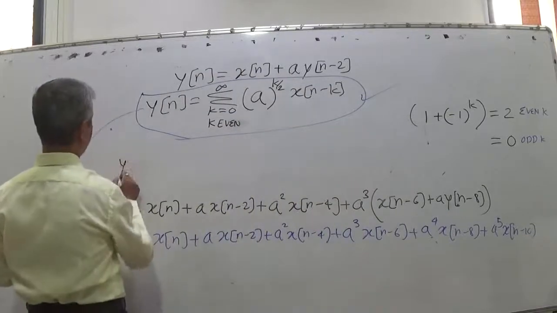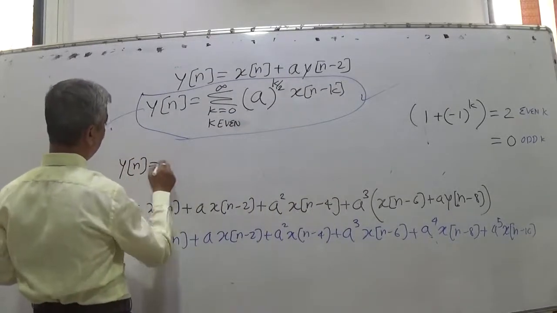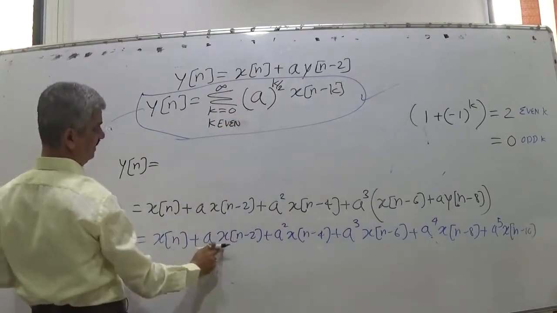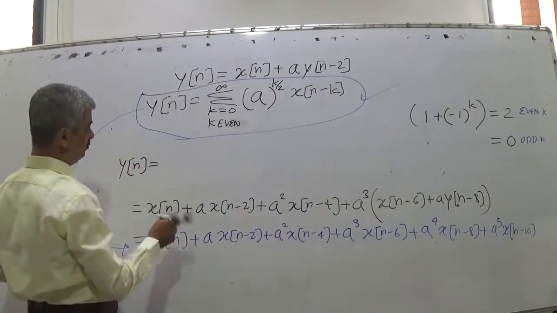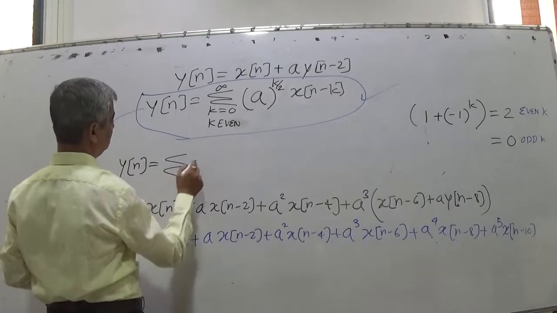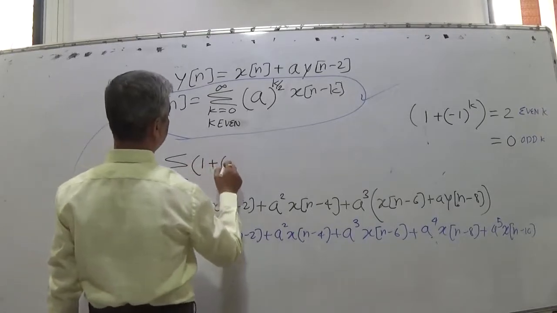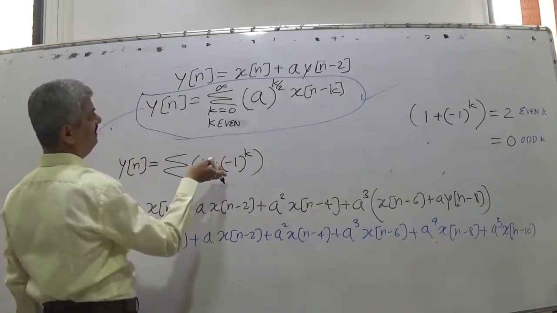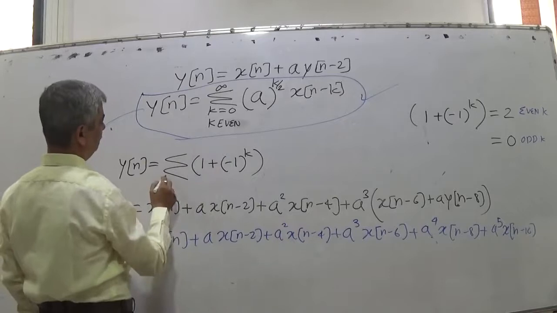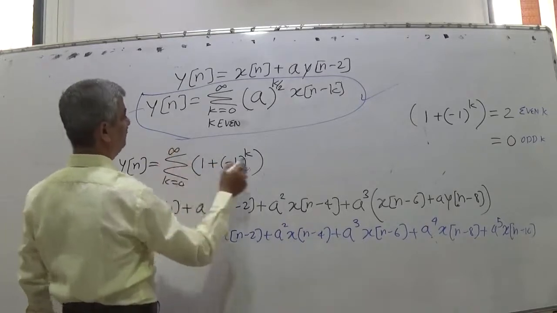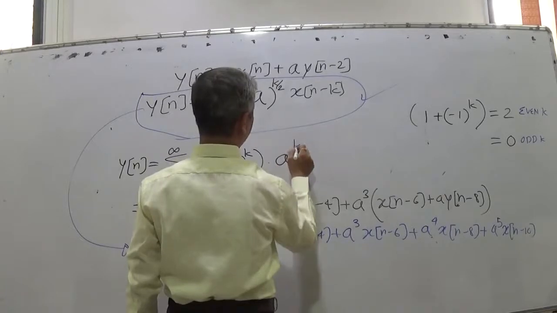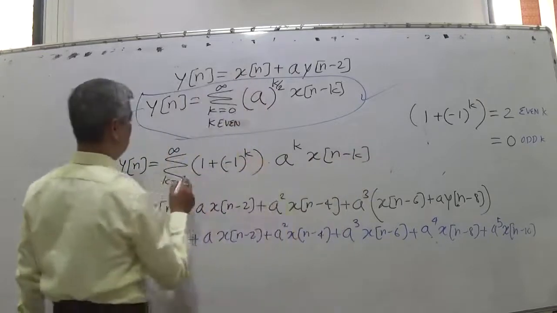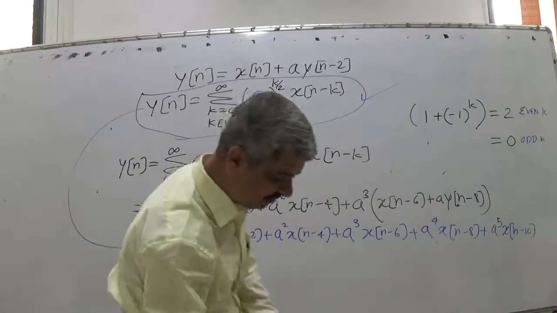So y is equal to, instead of this, xn plus a xn minus. What should happen is that the term should disappear. So if we write like this, 1 plus minus 1 raised to k, then you will again ask, is it permitted? Yes, it's permitted. This we can write as the summation k equal to 0 to infinity, a raised to k x of n minus k, and overall there will be a half because it comes twice.